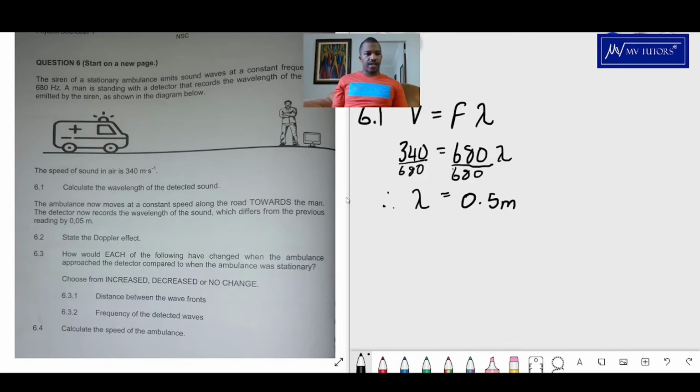Cool. And then they say the ambulance now moves at a constant speed along the road towards the man. The detector now records the wavelength of the sound, which differs from the previous reading by 0.05. Okay, state the Doppler effect.